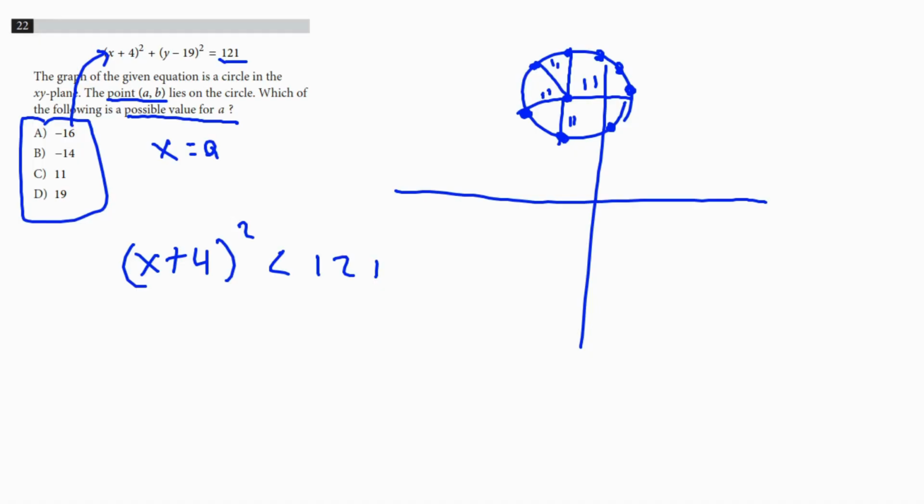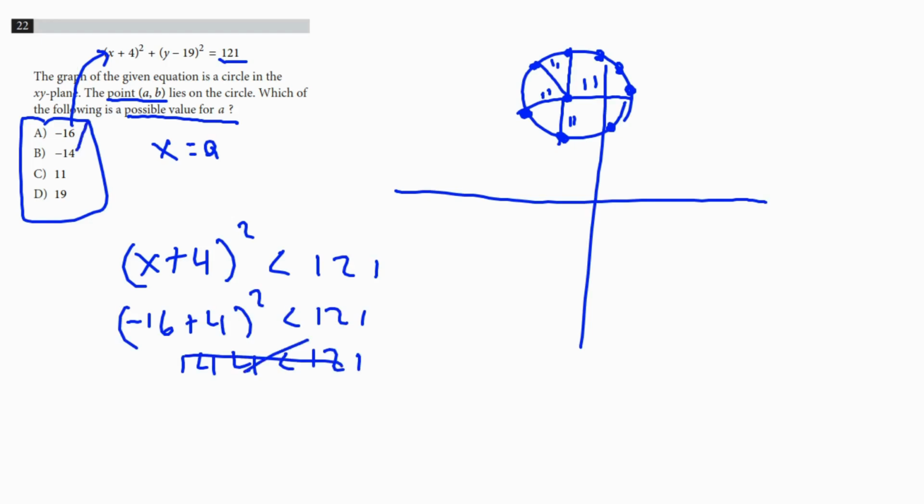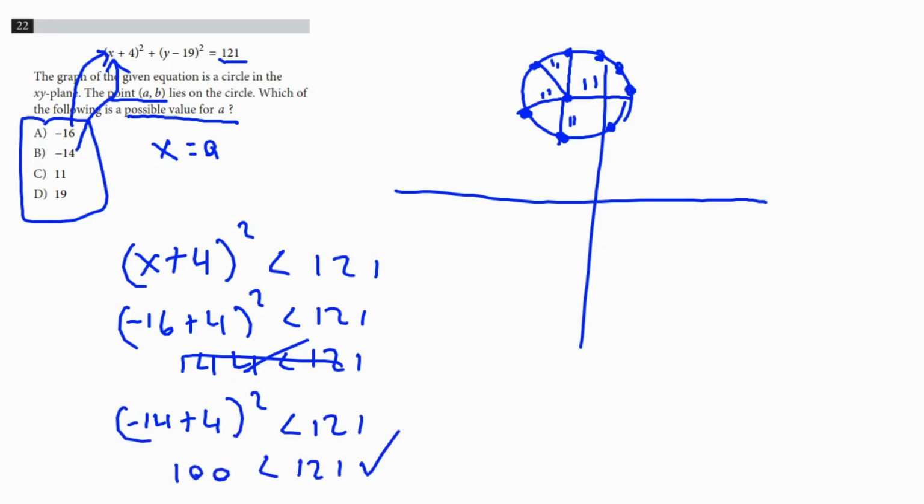But let's just start by plugging in the numbers. If we plug in negative 16 plus 4 squared, that's going to be 144. You see how that's not less than 121? So let's cross that out. Now let's do negative 14, so negative 14 plus 4 squared, less than 121. That's going to be 100, which is less than 121, and that checks out. So that's how we know that that is our answer.